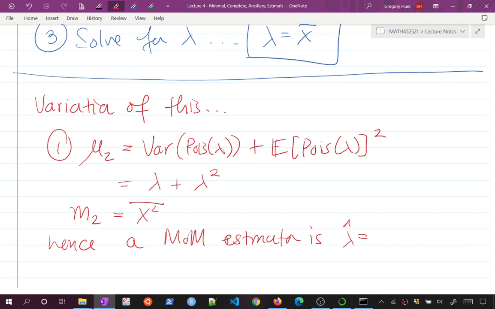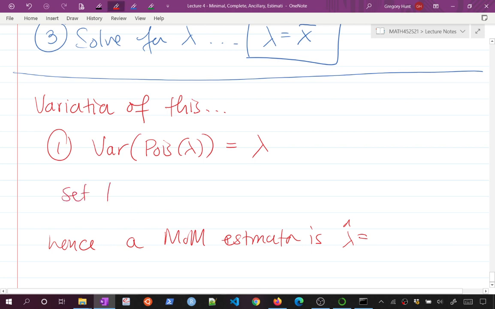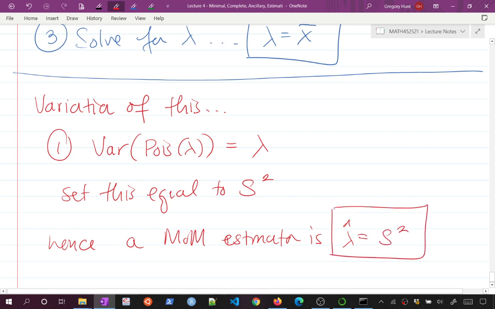Yeah. I can get multiple answers, presumably. Well, this is not a great thing. Maybe what we should do here is, instead of using the second moment, look at the variance of my Poisson distribution. The variance of a Poisson is lambda, so that's easier. And I could set that equal, instead, to maybe my sample variance. And so in that case, we could have a method of moments estimator that is the sample variance.